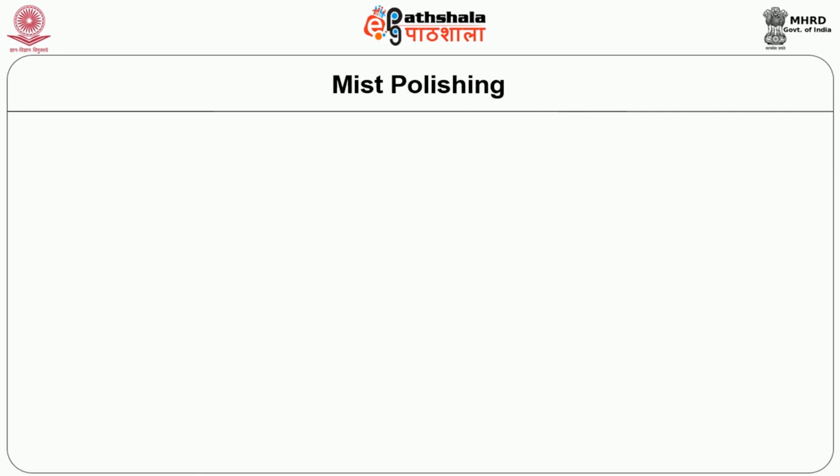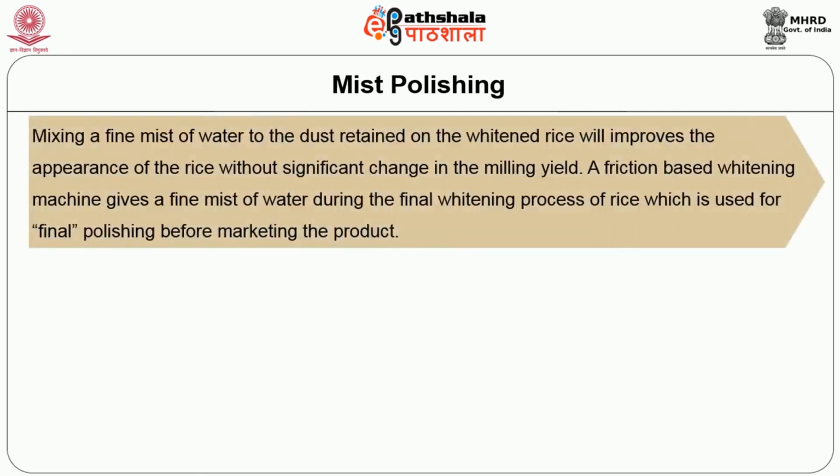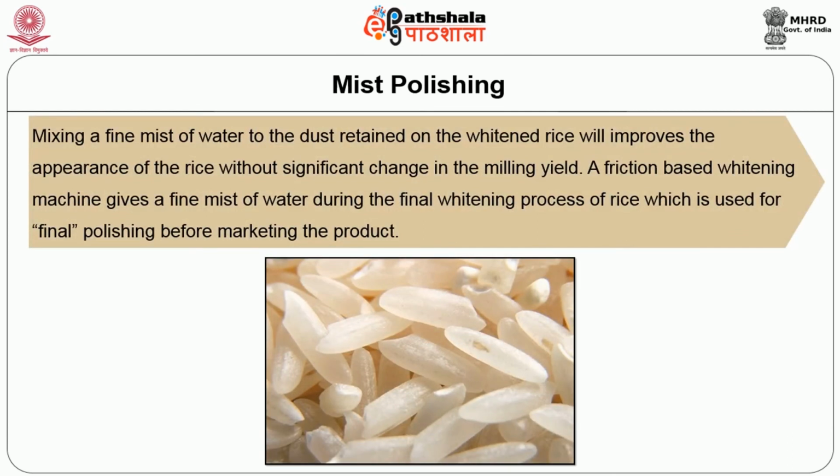Mist polishing is done after the separation of white rice. Mist polishing is mixing a fine mist of water to the dust which is retained on the whitened rice, which will improve the appearance of the rice without significant change in the milling yield. A friction based whitening machine gives a fine mist of water during the final whitening process of rice, which is used for final polishing before marketing the product.